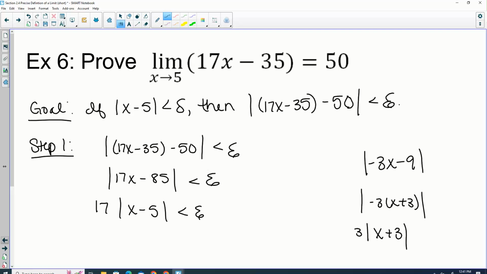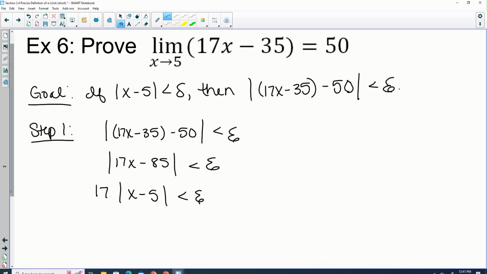So I'm still... Okay. But then it doesn't become negative 9 anymore. Does the absolute value make that equivalent anywhere? Yeah. Okay. So then here we just divide, epsilon over 17. So we're in good shape because we had the absolute value of x minus 5, I got the absolute value of x minus 5, so that's what I needed.